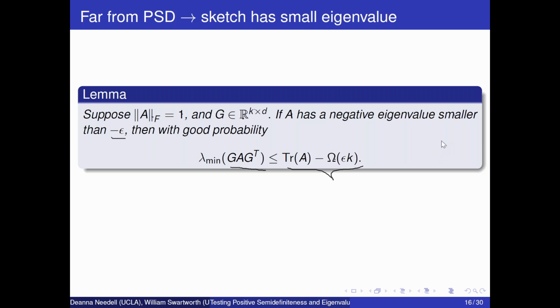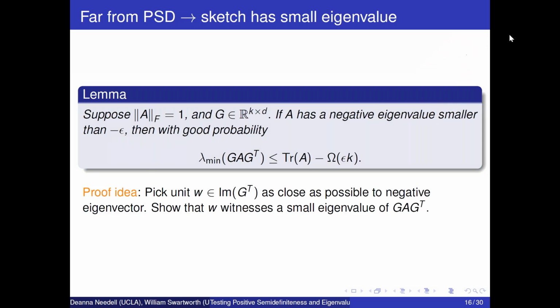I'm not going to give you the proof of this, but the rough idea here is, we're just going to look at G A G transpose, and try to pick a vector w in the image of G transpose as close as possible to the actual negative eigenvector of A. Now, we can't get too close to it because G transpose and G have very small dimension. But still, you can get close enough to witness this gap, trace of A minus epsilon times k. Okay, so that's how you can prove this.